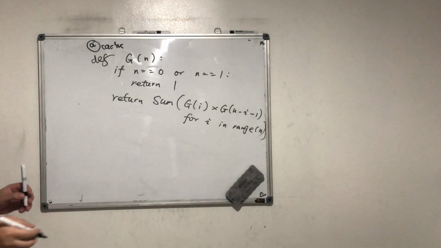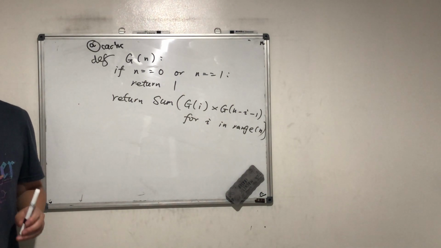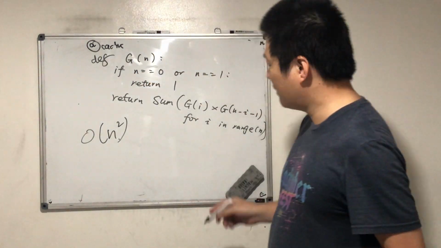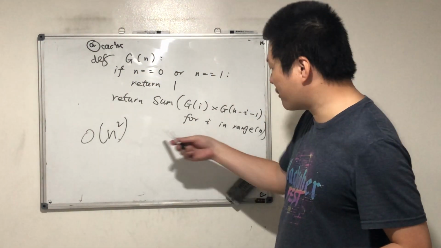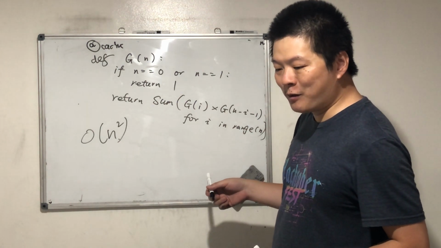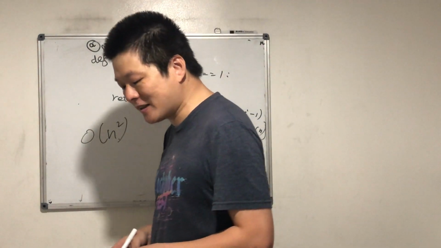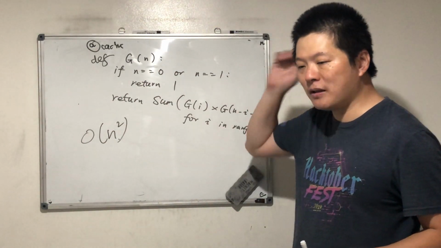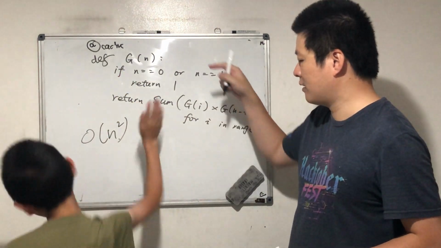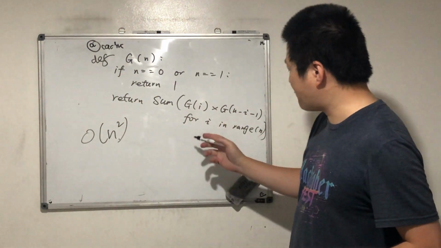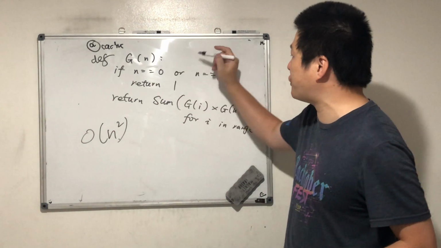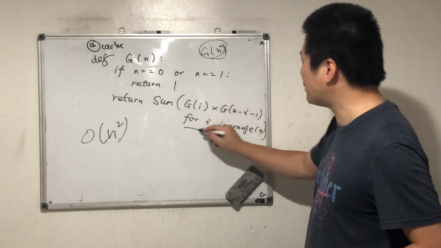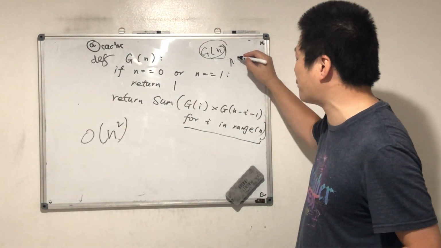n square. Can you tell me how we get O(n) square? O(n) square is correct. Ryan, why is it O(n) square? Because we need to calculate n values. How many G values do we calculate? There are n, right? And for each one, we need to run a loop. So it's n times n, n squared.